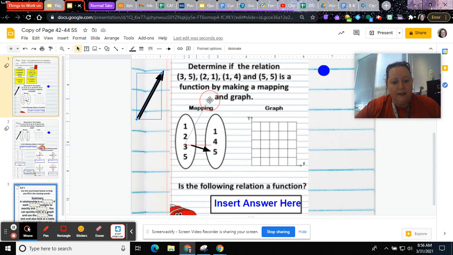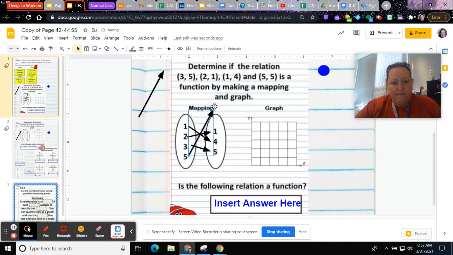For (2, 1), we'd have that here, and then we'll shrink it and rotate it to point it to the 1. And again, after I click and drag, you'll see this little circle here. You want to click that, and then that'll rotate and change the size so you can point it to what you want. And then (5, 5).